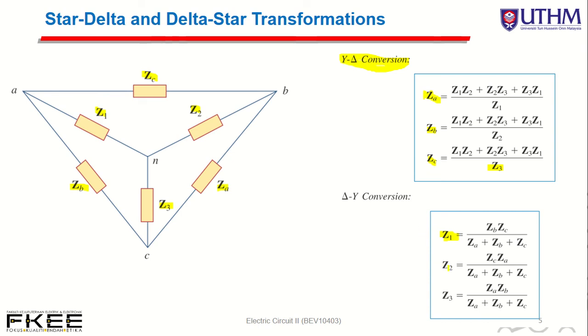Number 2, we want to calculate Z2. How to determine Z2? The adjacent ones are ZA and ZC, so ZA times ZC, or ZC times ZA, divided by ZA plus ZB plus ZC. Similarly for Z3, given ZA, ZB and ZC, Z3 equals ZA times ZB divided by ZA plus ZB plus ZC. So those are the formulas.